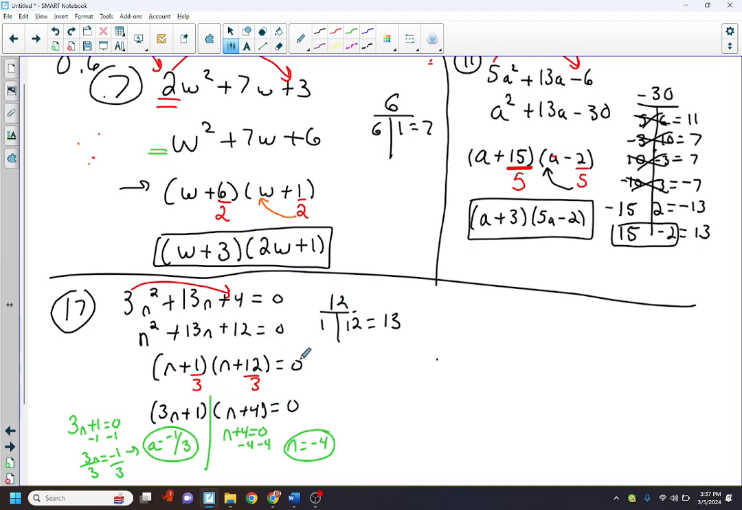Because it equals 0, I have to do the split and solve. So this one was n plus 4 equals 0. Subtract 4 on both sides. And this one is 3n plus 1 equals 0.